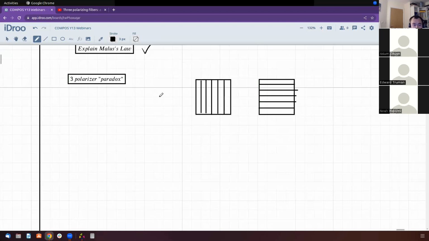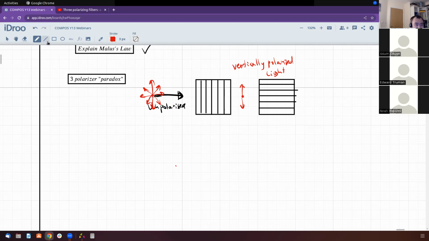And if you have light coming in, which is unpolarized light, which oscillates in all directions, coming out would be light vertically polarized. So you begin with unpolarized light like this, and it comes out vertically polarized light.